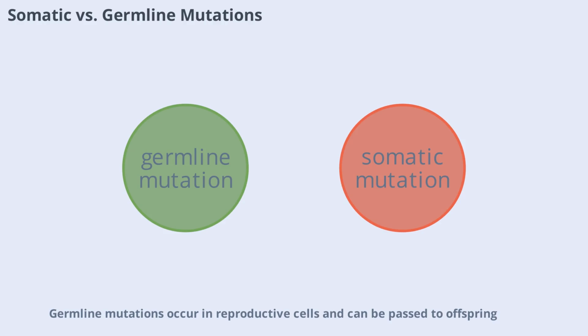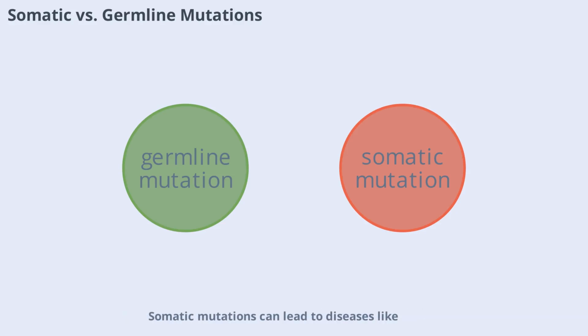Germline mutations occur in reproductive cells and can be passed to offspring, affecting future generations. Somatic mutations, however, occur in non-reproductive cells and are not inherited. Somatic mutations can lead to diseases like cancer, but do not affect a person's children. This distinction is crucial for understanding how genetic changes are transmitted and their implications for health.